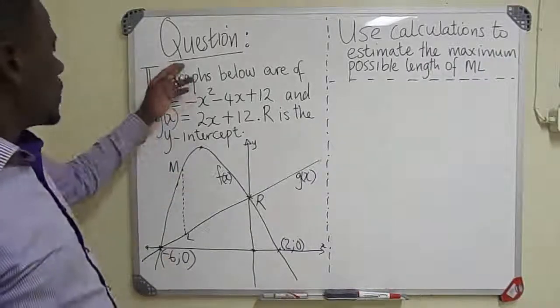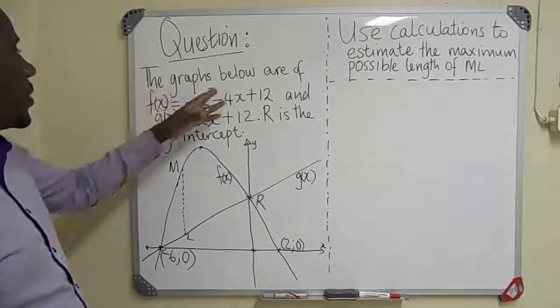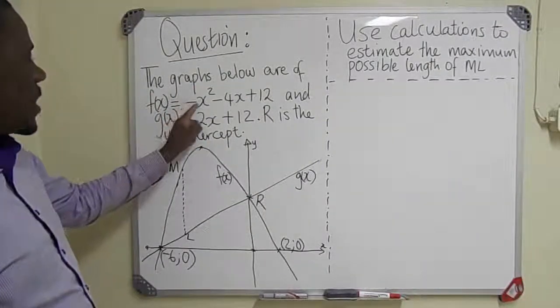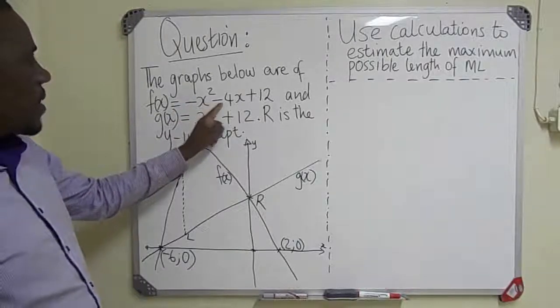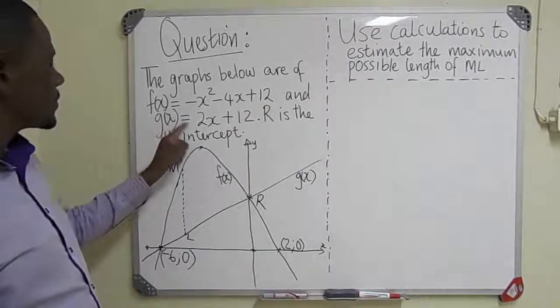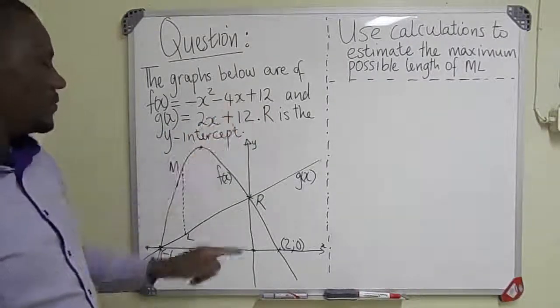The question here is about functions. The graphs below are of f of x equals minus x squared minus 4x plus 12 and g of x equals 2x plus 12.